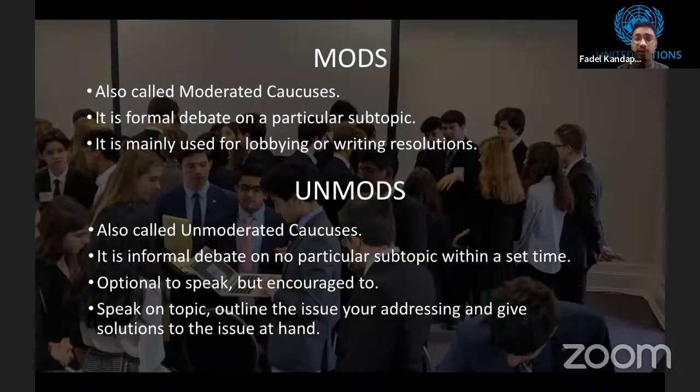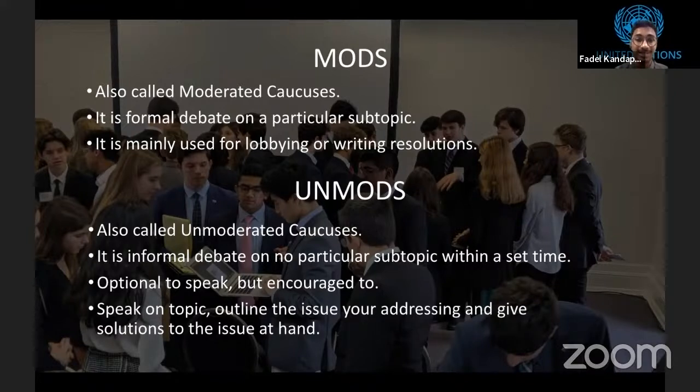So this is basically the body of an MUN, right? Your MUN is basically going to be made of mods and unmods. It's just going to be mod after mod, followed by a couple of unmods. So the differences: mods are also called moderated caucuses, right? They are basically formal debate on a particular subtopic within the topic of your committee.